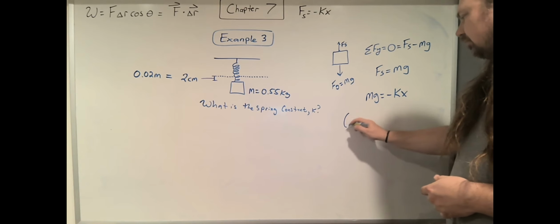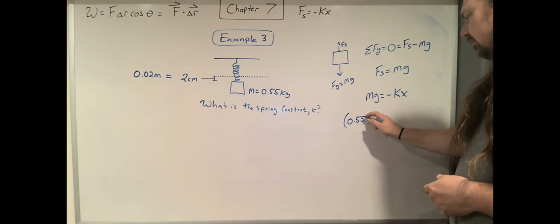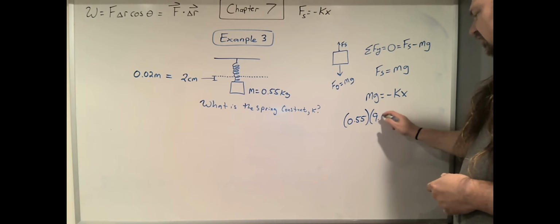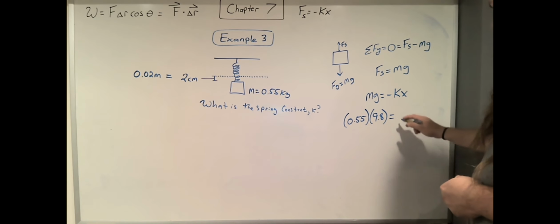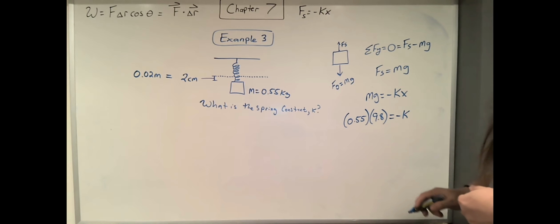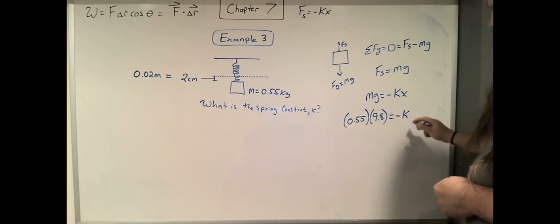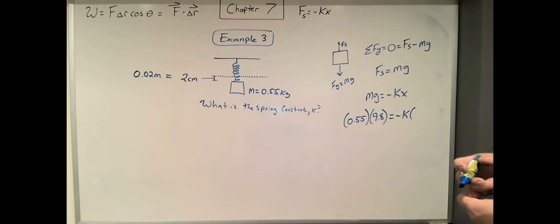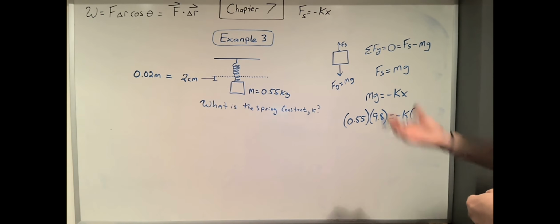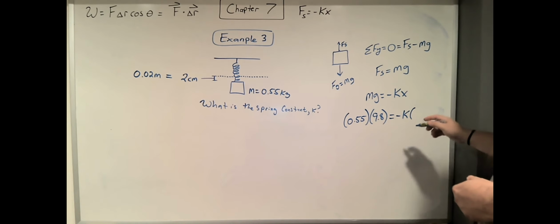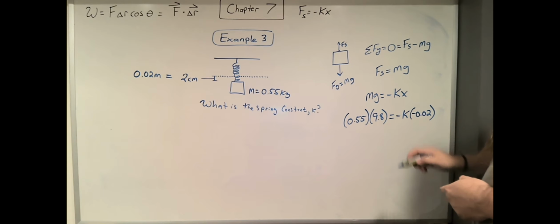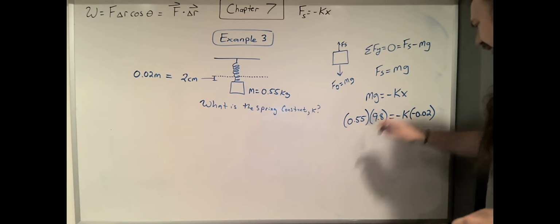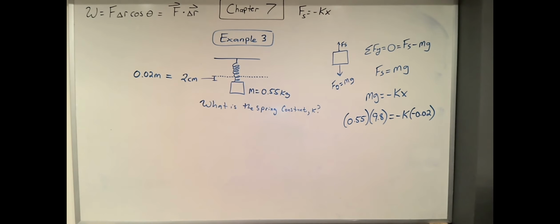So the M, 0.55. Okay. G is always just 9.8. This is then equal to a negative K. This is the K that we're trying to find, right? That's the spring constant. And then what's the displacement of the X? Okay, so the X is being pulled down 2 centimeters, or 0.02 meters. So I'm going to put it in as the negative 0.02 meters, okay, to keep everything in the correct SI units.